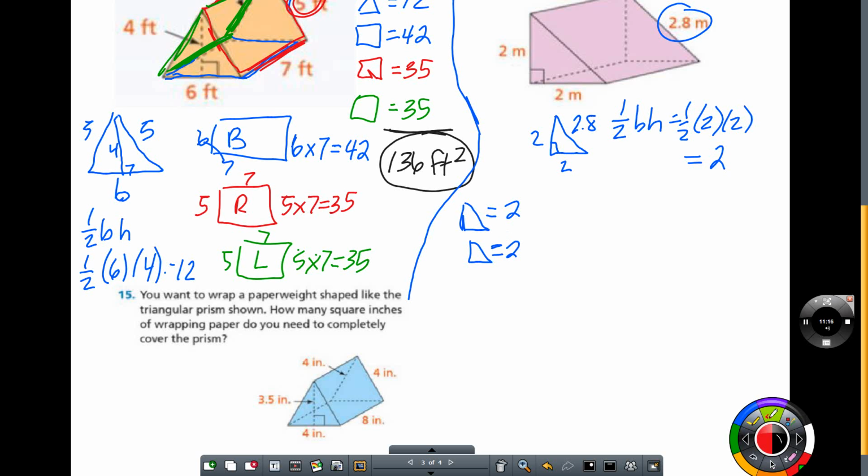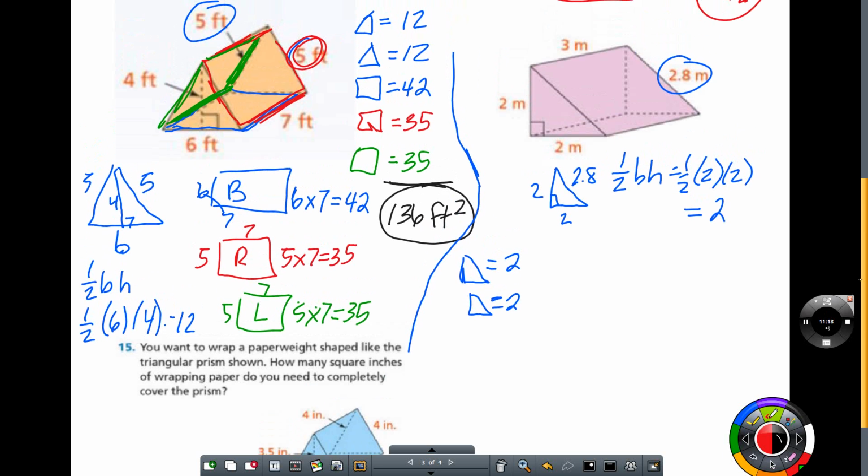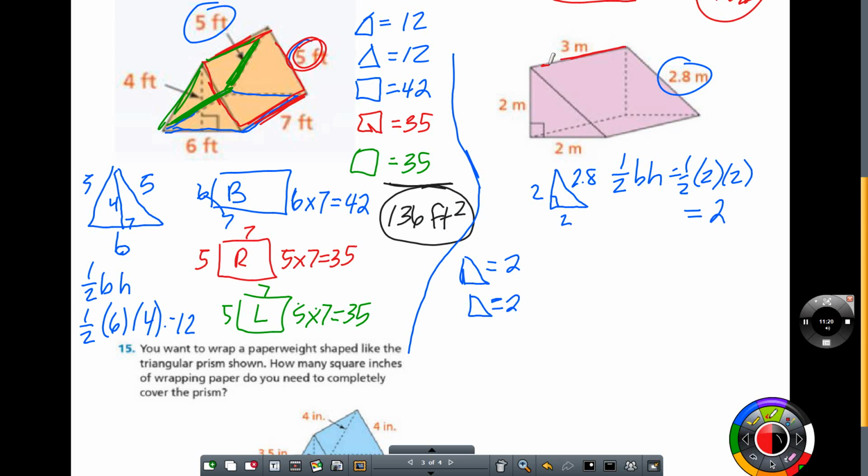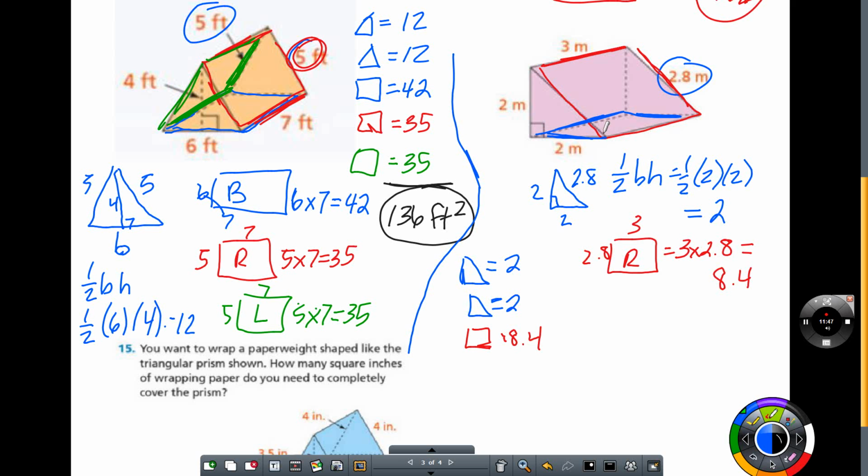Let's go to our rectangles. Okay, rectangle number 1, let's do this one right here, kind of on the right side. I just highlighted in red. I see a 2.8 and a 3. So the right side is 2.8 and 3. 3 times 2.8 is going to give us 8.4. So we have one rectangle is 8.4. Okay. Maybe we'll do the bottom next. It doesn't matter what order you do these in, just so you get all of them in there.